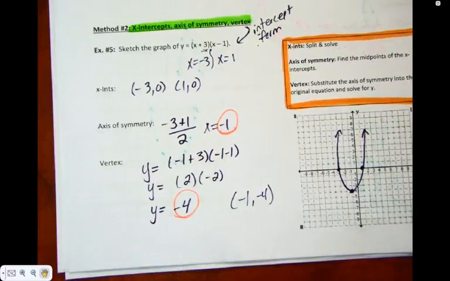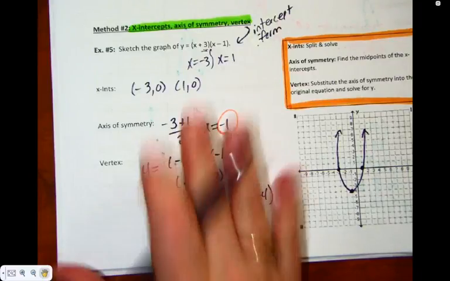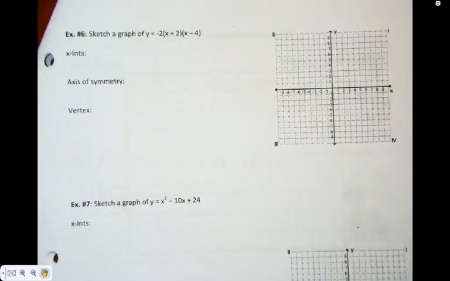So is it like the last unit where we have to know all? No, with graphing, it's totally up to you. Okay, sweet. But we'll practice this just in case someone likes it better. Sketch the graph of -2(x + 2)(x - 4).